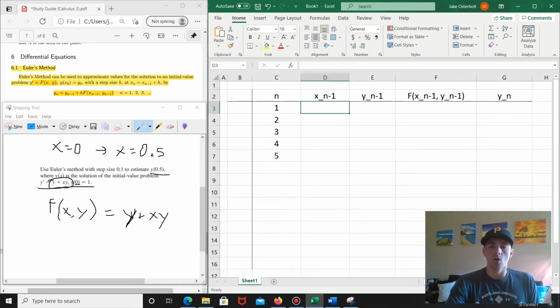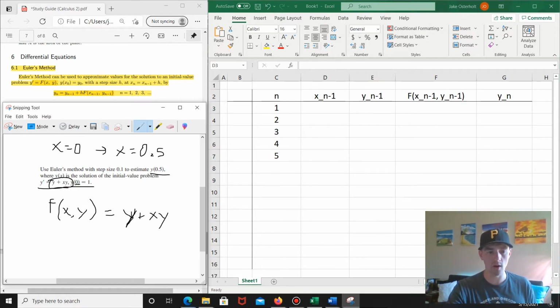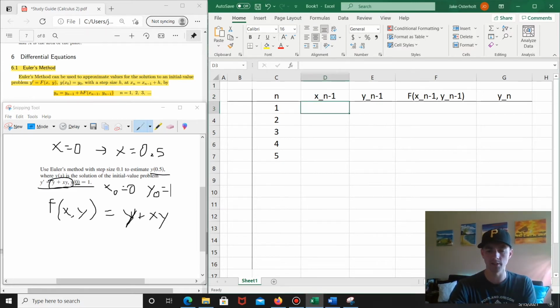And then the other information we're given, before we start implementing our Excel formulas that are going to make this really easy, is our x and y value. Our initial condition is y of 0 equals 1. So our initial x value, x sub 0, is 0, and our initial y value, y sub 0, is 1. We're just going to put that x in here and that y in here. This is all the information the problem told us so far.